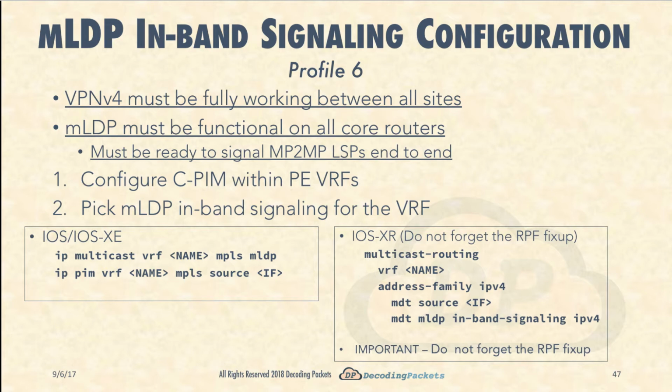Now, what are the prerequisites and then what are the actual required configs? As is the case with all of our MVPN profiles, VPNv4 must be working completely between all the sites. The reasons for this have been covered in the previous videos, but essentially this is the table that would be used for the RPF checks of the MVPN. So it is essential that all of the CE sites have reachability to each other, and all of their relevant IP addresses are in the VRFs of each of the PEs, because that's what the RPF check is based upon.